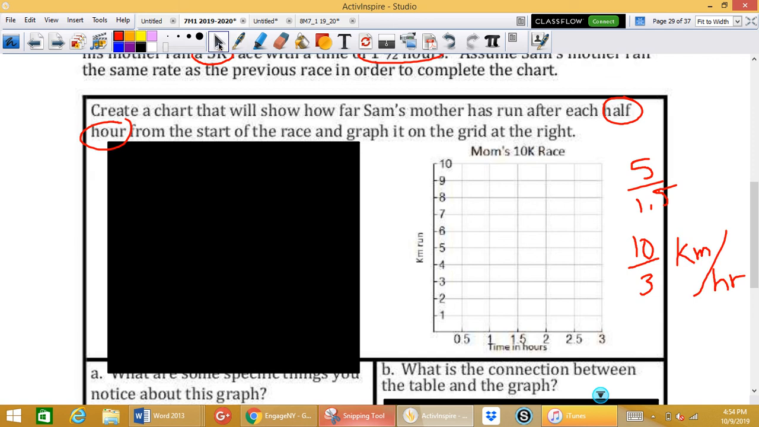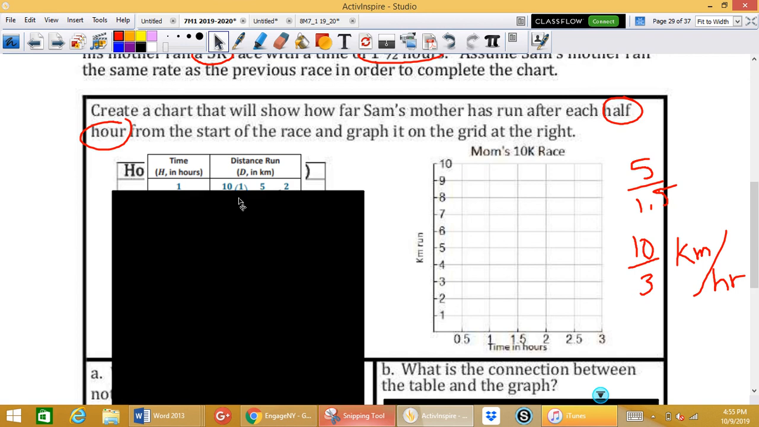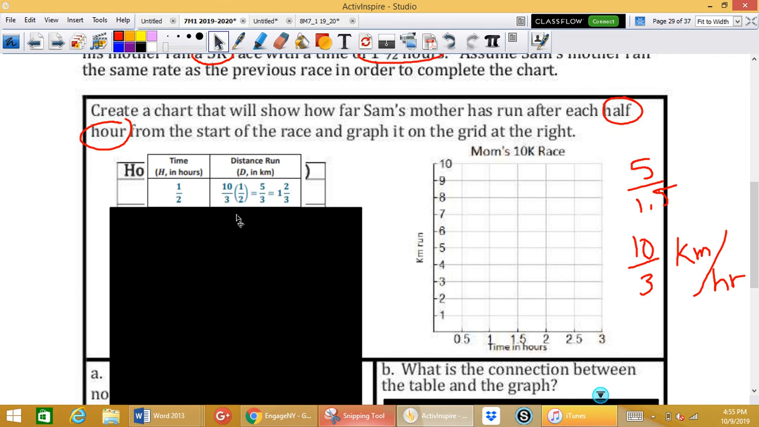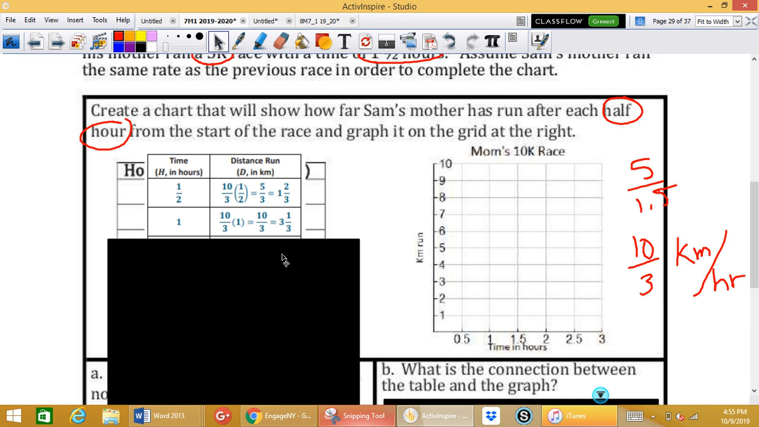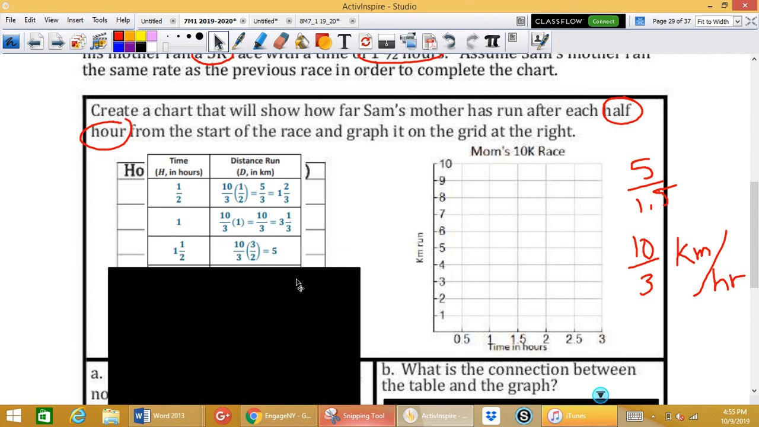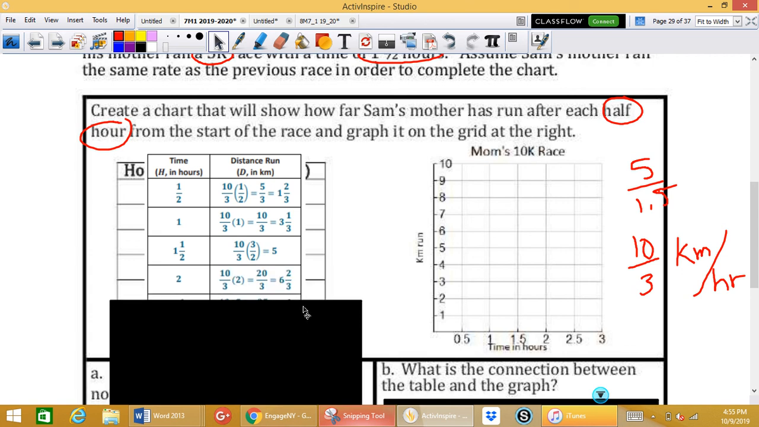So if we know she can run 10/3 of a kilometer per hour, then in a half hour, we take 10/3, because that's our k, and multiply it by the half hour, and we'll get 5/3 or 1 2/3 kilometers. And in 1 hour, she'll do 10/3 times 1, which is 10/3 or 3 1/3 kilometers. In an hour and a half, she'll do 5 kilometers as it states up there. In 2 hours, she'll do 6 2/3 kilometers.